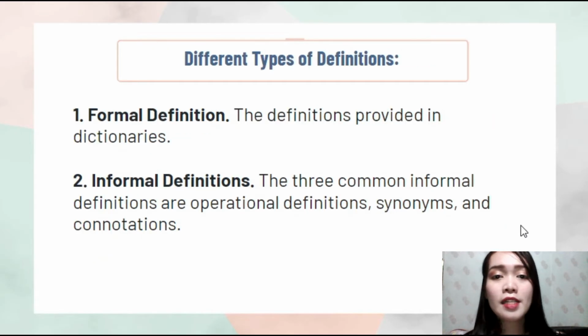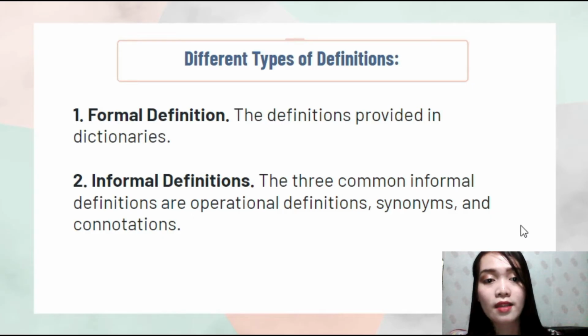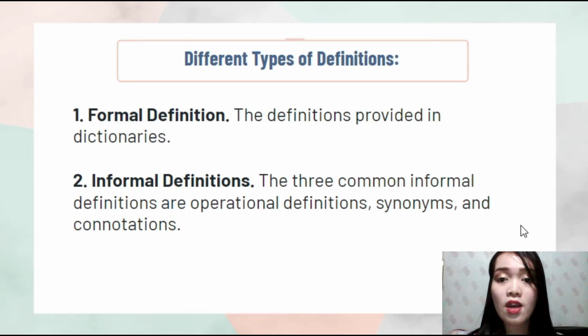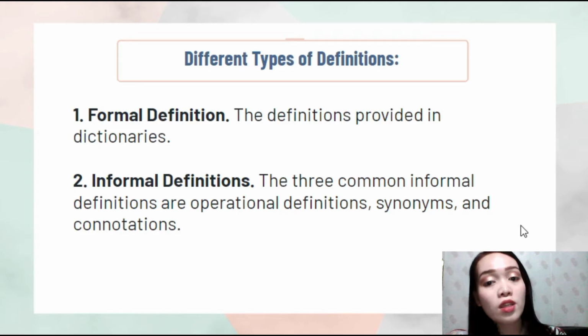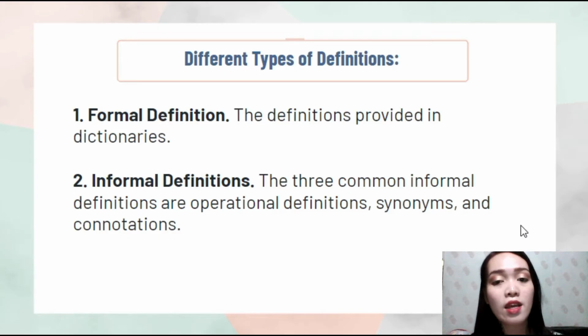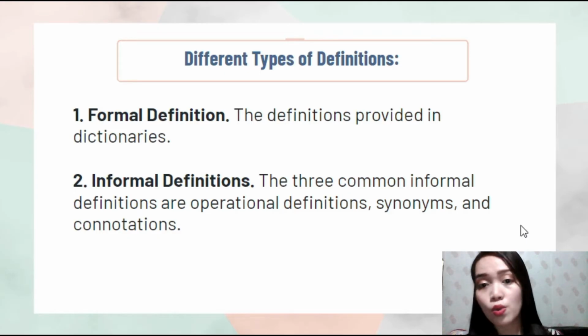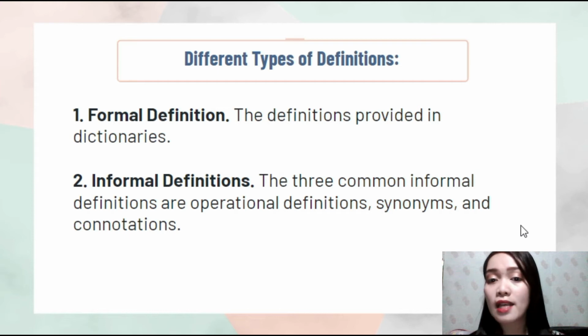Okay? Now, let's proceed with the different types of definitions. We have formal definition and informal definitions. Now, when we say formal definition, the meanings or the definitions are provided in dictionaries. And when we say informal definitions, there are three common informal definitions, which are the operational definitions. When we say operational definitions, the meanings may vary depending on how it is being used. It can be depending on time, place, organization, or people who use that.